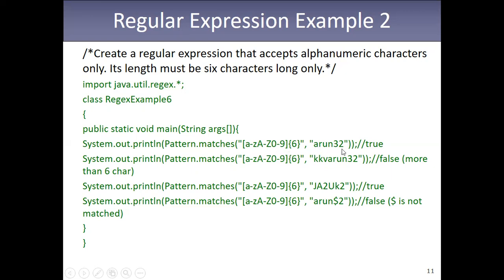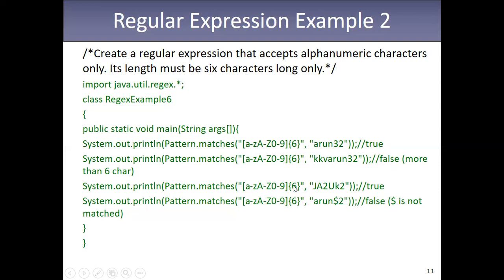And this is the input. RN32 is the input. Now it is satisfying the condition of this pattern. It is matched with this pattern. So it is returning a true value. Then the next one, this is the pattern we have defined, and this is the input we have given, but it is returning false because more than 6 characters are available here.